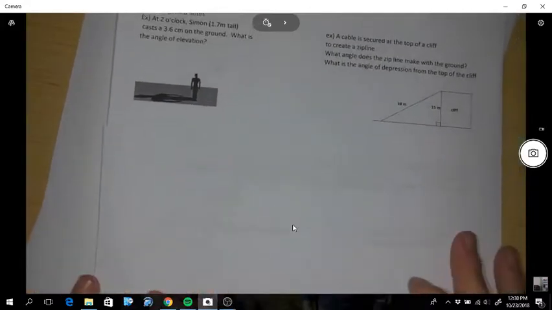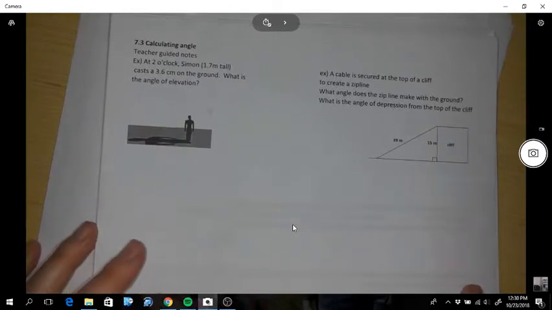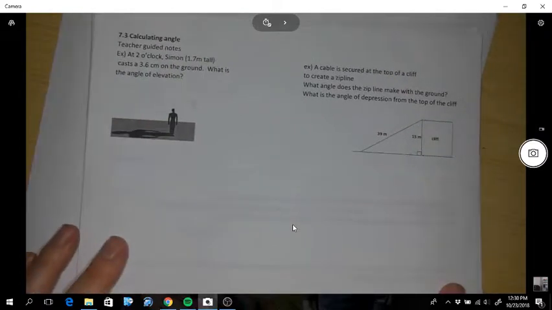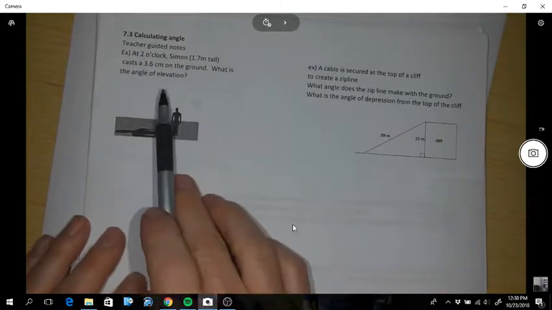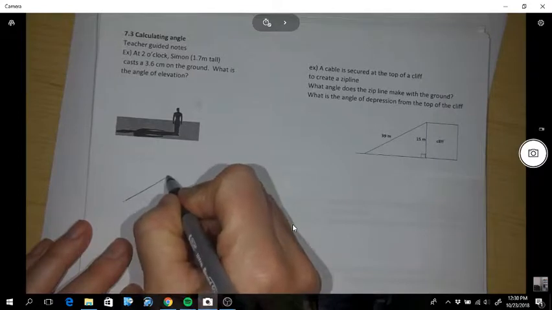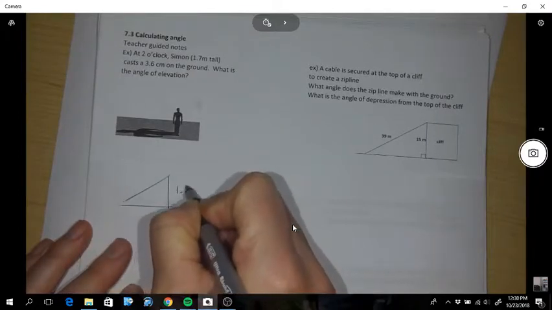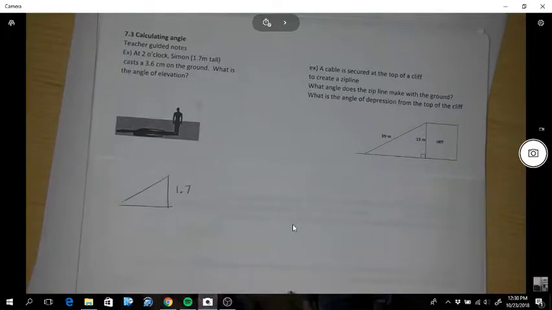Okay, today's lesson is 7.3, calculating angles. So it's the exact same concept as last time with the SOH CAH TOA, except this time, instead of finding a second side, we're finding a missing angle. Okay, example 1. At 2 o'clock, Simon, who is 1.7 meters tall, so that's him, casts a shadow of 3.6 centimeters on the ground. What is the angle of elevation?